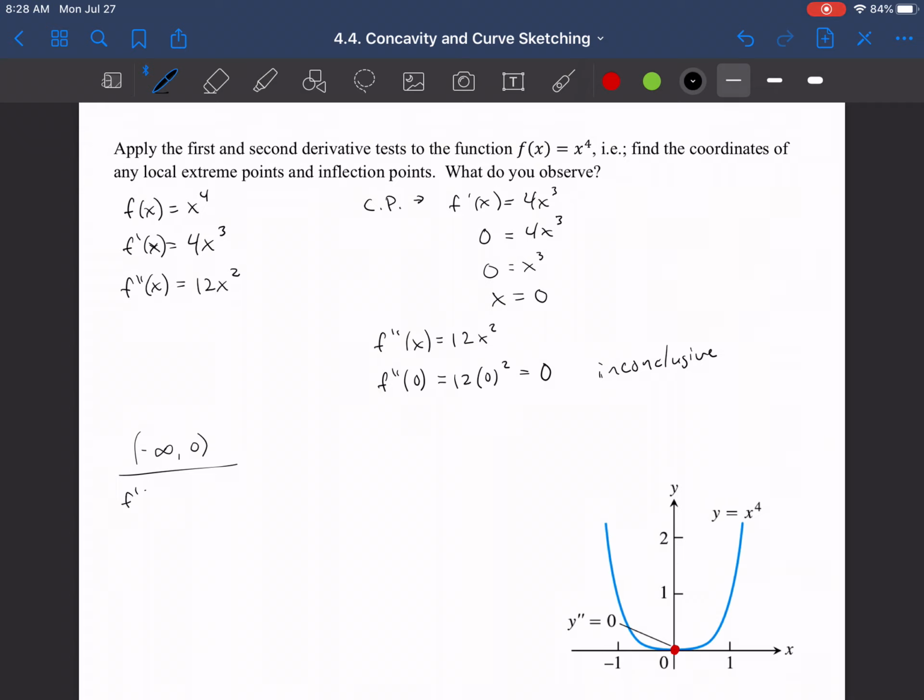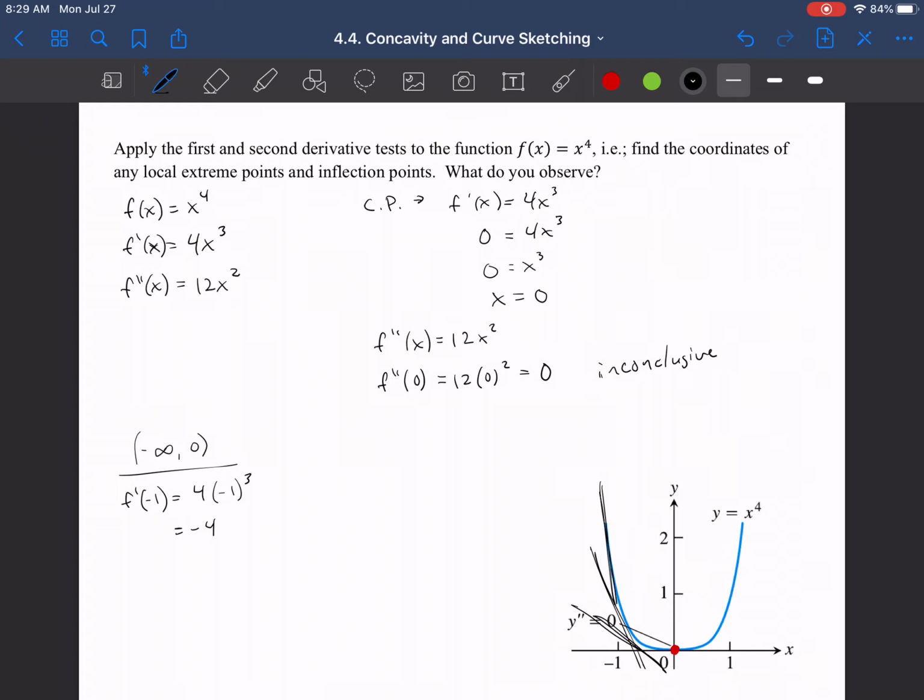So f'(-1) = 4 times (-1)^3. Negative 1 times negative 1 is 1, times negative 1 again is negative 1. So this is just -4. And that's a negative slope. That means we have negative slopes here, negative, negative, negative, just like that.